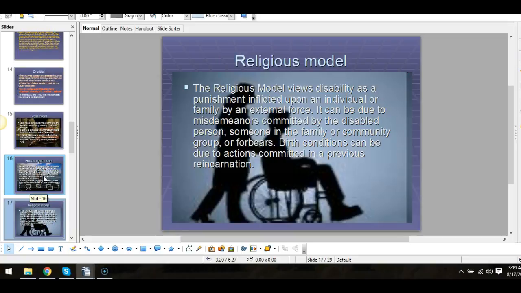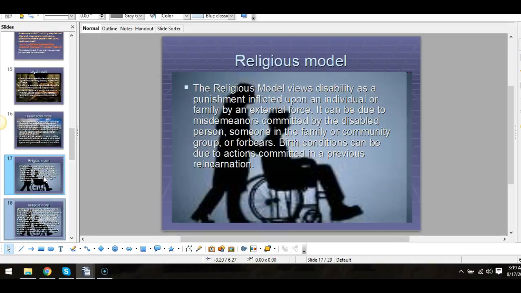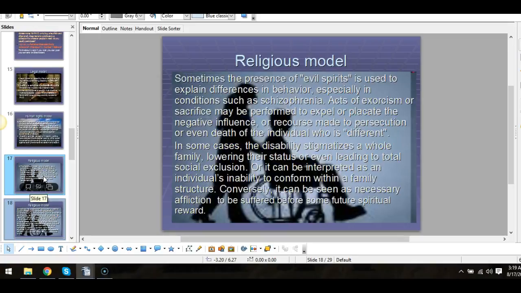Religious models use disability as a punishment inflicted upon an individual or family by an external force. It can be due to misdemeanors committed by the disabled person, someone in the family or community group, or forebears. Birth conditions can be due to actions committed in a previous reincarnation. Sometimes the presence of evil spirits is used to explain differences in behavior, especially in conditions such as schizophrenia. Acts of exorcism or sacrifice may be performed to expel or placate the negative influence, or recourse made to persecution or even death of the individual who is different.